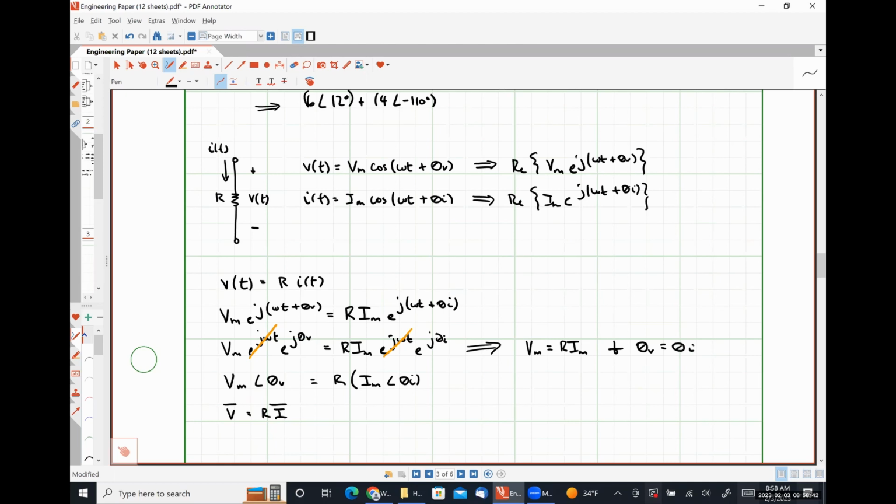What this tells us is that resistors do not introduce a phase shift. Okay. So the current and the voltage through a resistor will have the same phase angle. Always, always, always. The current and the voltage through a resistor will have the same phase angle. So theta V will be equal to theta I.